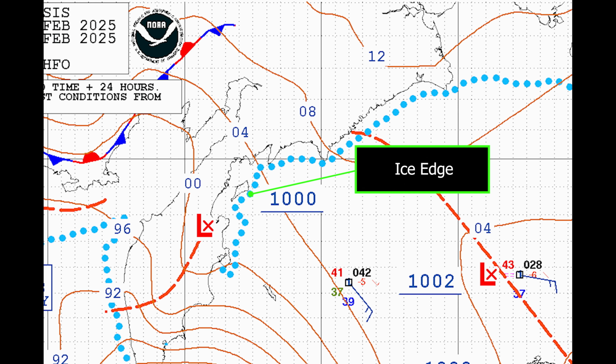This blue dotted line represents the ice edge, as defined by the U.S. National Ice Center. It marks the extent of sea ice coverage of 10% or greater, critical information for polar navigation and maritime safety.